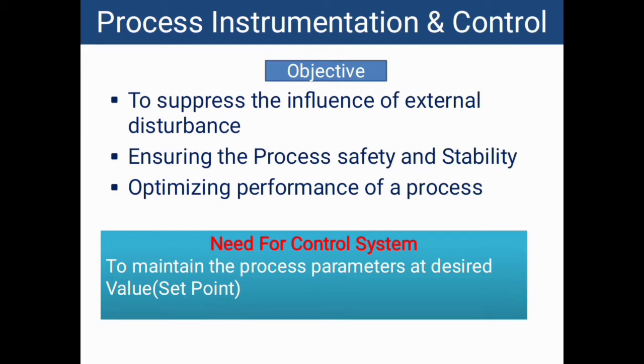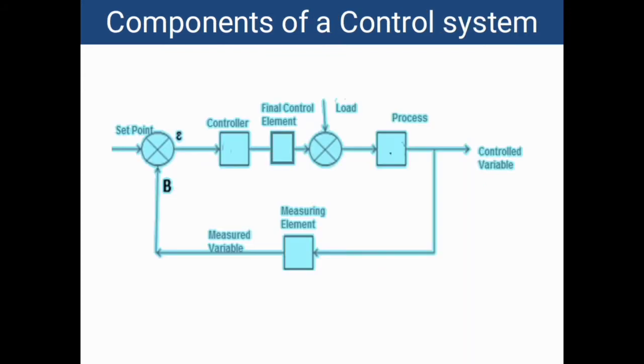So the need for the control system is to maintain the process parameters at a desired value, desired operating value. We know what temperature we should maintain, what level should be maintained. A level controller will take care of the level maintenance. A temperature controller will take care of the temperature maintenance. So process instrumentation and control is the main heart of the plant.